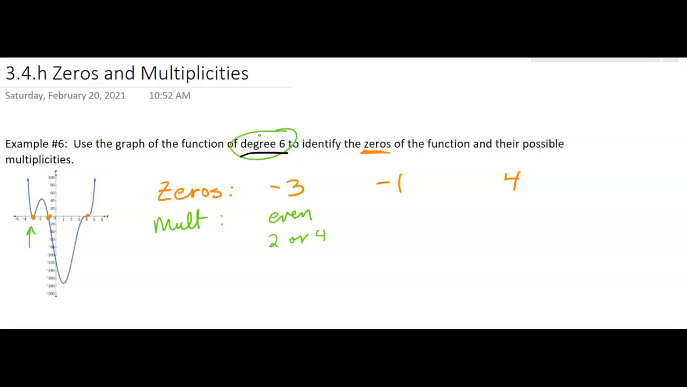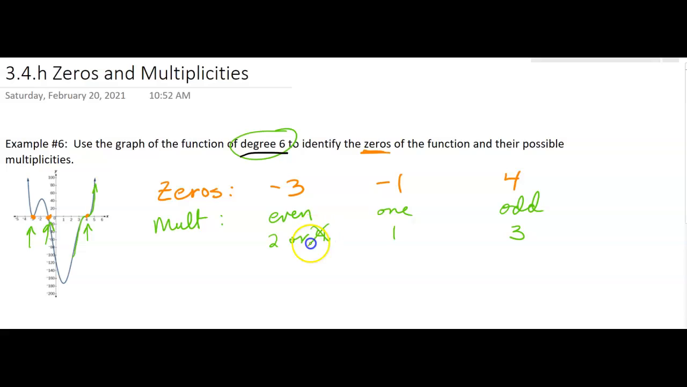All right, now let's look at the -1. Looks like it's kind of crossing straight through, so it's probably going to be a multiplicity of 1. I can put the digit 1. Okay, and then what's happening here at 4? Well, it's kind of snaking its way through, right? So it's got to be odd. It's not going to be 1, so it's 3. Could it be 5? No, I think it's too big if we make it a 5. So it's got to be odd, and it's going to be 3.